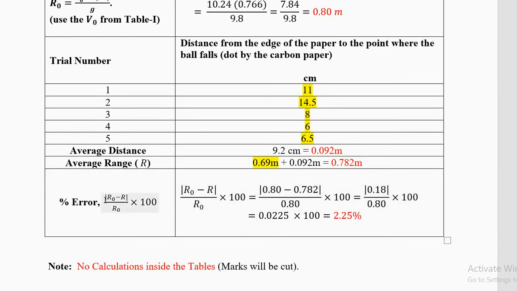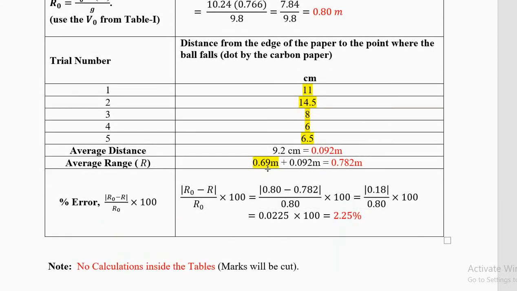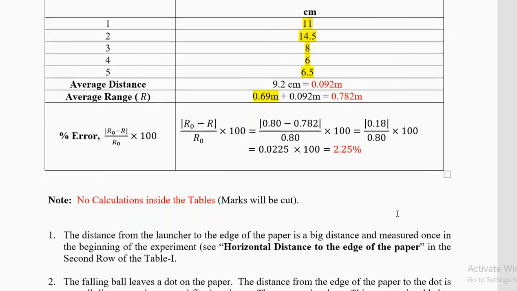Now the percentage error is with respect to R0. R0 minus R divided by R0. R0 is how much? We have calculated R0 is 0.8 and R is how much? 0.782. Subtract. We are taking the absolute value. So you carefully do this. R0 is 0.8. The error is 2.25%. Actually, you will get 5 or 10% if you are not careful in this experiment.